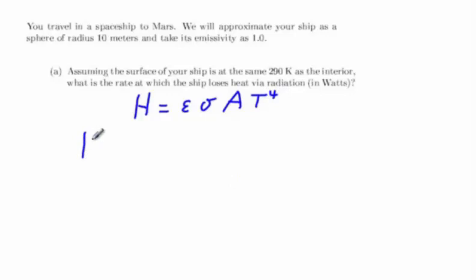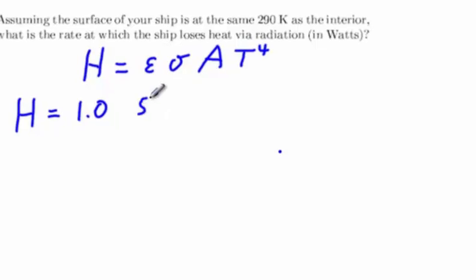In the case of our spaceship losing heat, we've been asked to take the emissivity as 1.0. This means that the surface of the ship is both perfectly absorbing and at the same time perfectly emitting of blackbody radiation. The Stefan-Boltzmann constant is always 5.67 times 10 to the minus 8.